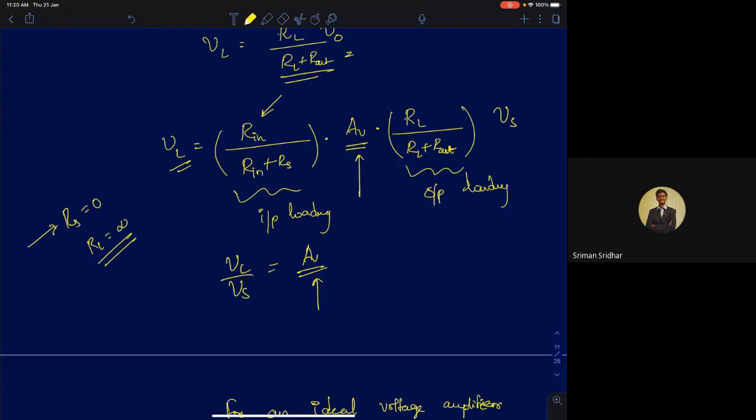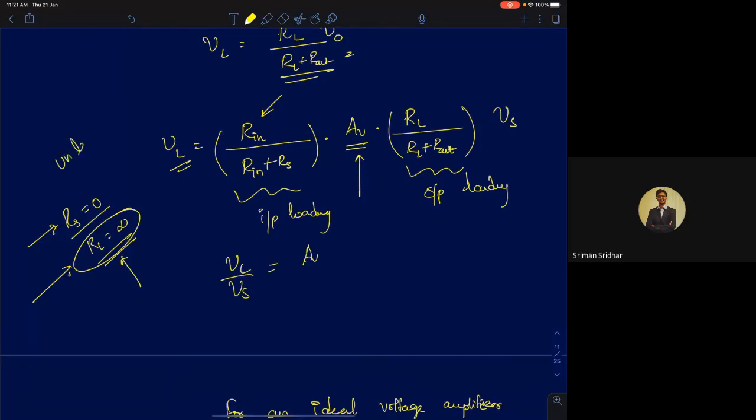Right now, you can see if I use these conditions, Rs is 0 and RL is infinity, the maximum possible attainable gain is AV. That's the maximum voltage gain you can get out of the system. That's why it's called the intrinsic gain or unloaded gain. When I say unloaded, what do you mean? There is no loading from the source side, which means I'm assuming the source is perfect. And there is no loading from the load side, which means there is no load at all. I've made the load infinity. So this is called unloaded gain.